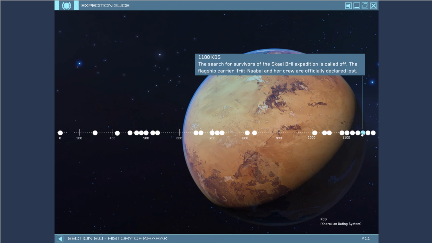In 1108, the search for survivors of the Skullbria expedition is called off. The flagship... wait, what? So when did they declare this lost? It says in 1107 the exact same thing happened. Maybe it just took them a long time to make that decision.